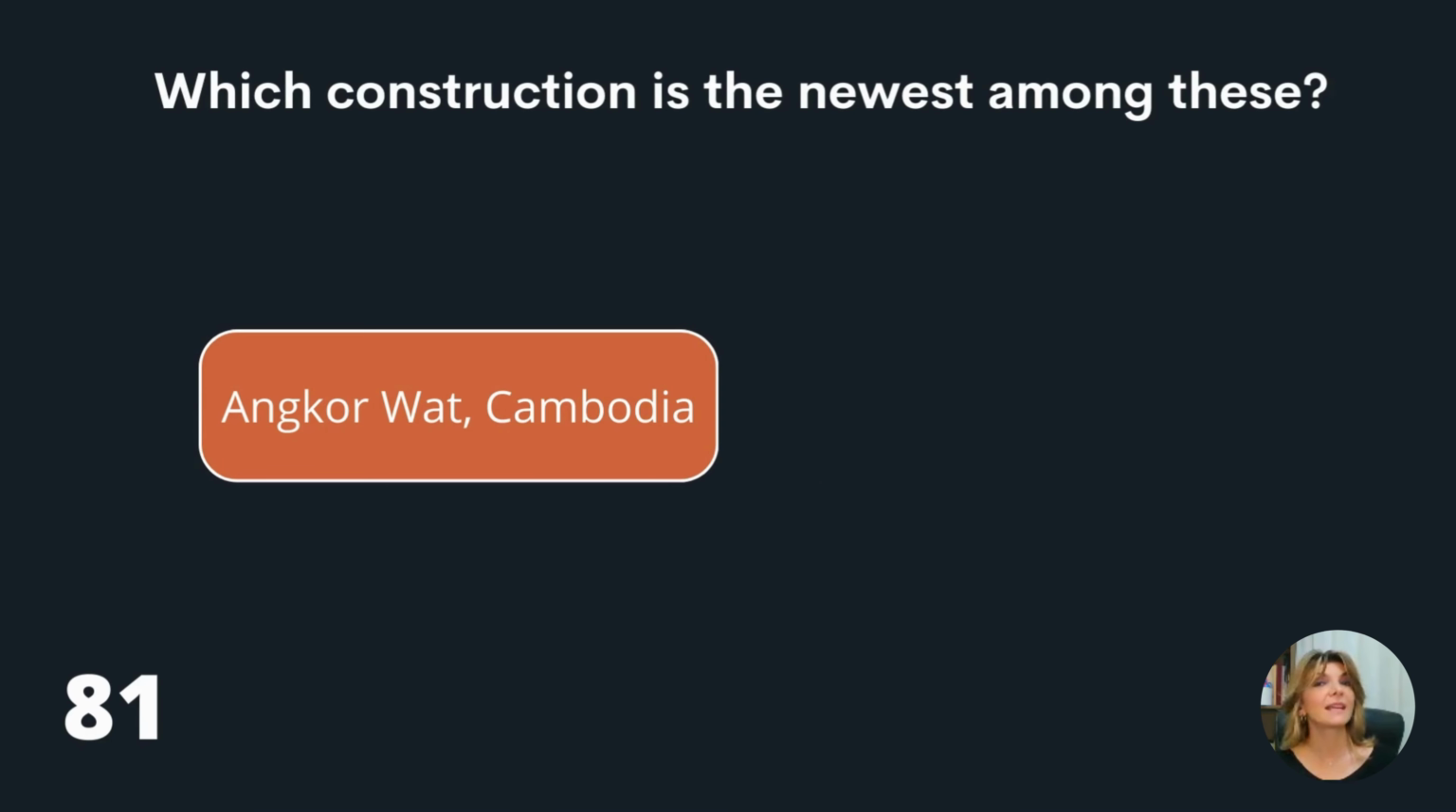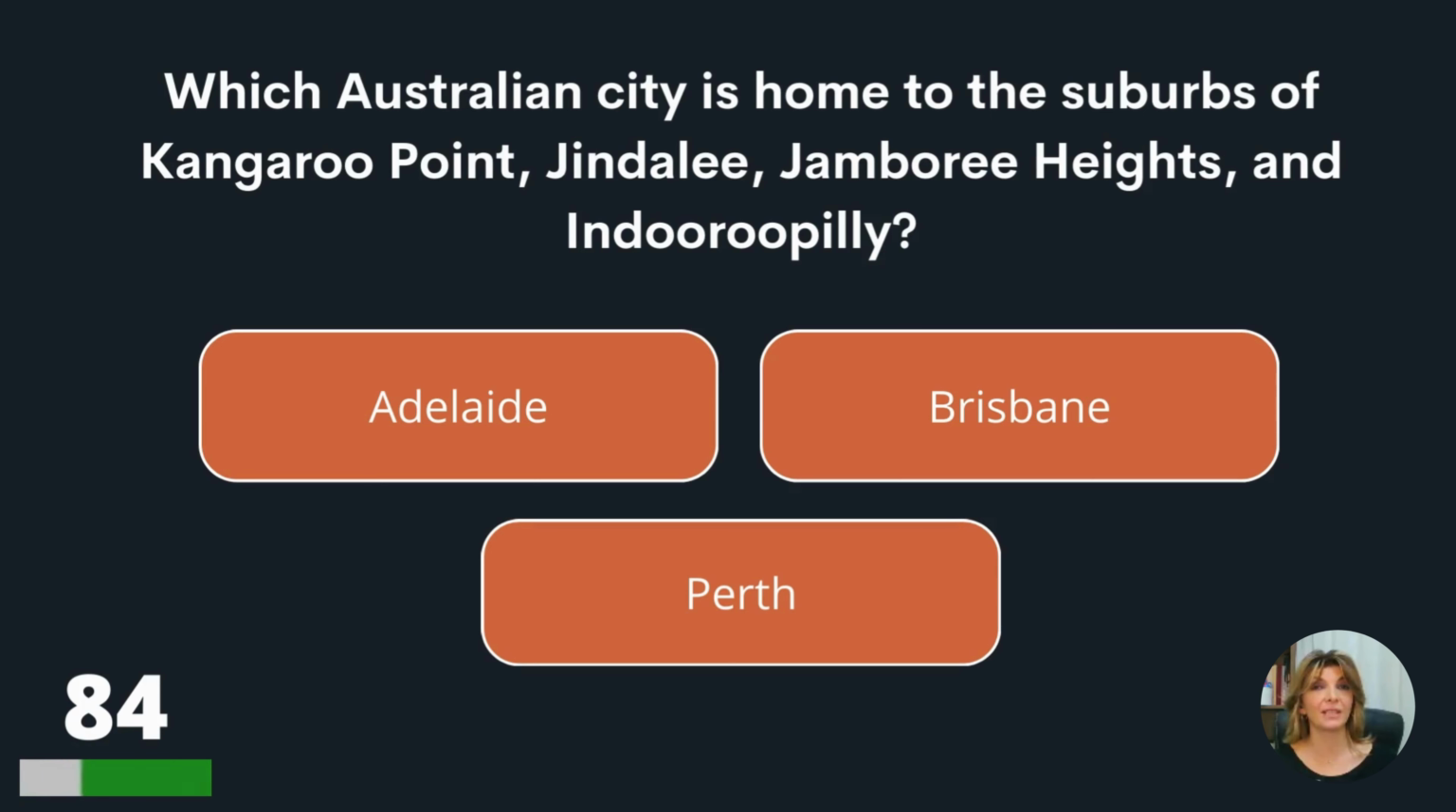Which Australian city is home to the suburbs of Kangaroo Point, Jindalee, Jamboree Heights, and Indooroopilly? Adelaide, Brisbane, or Perth? Brisbane.